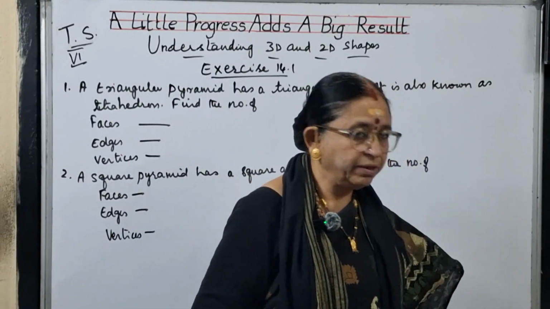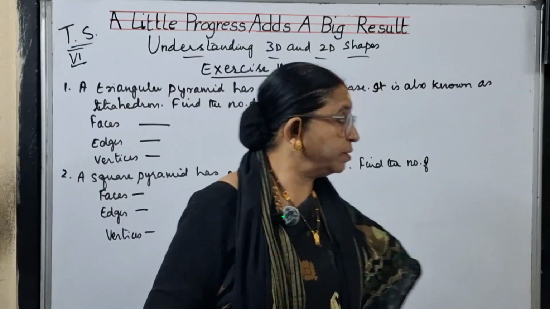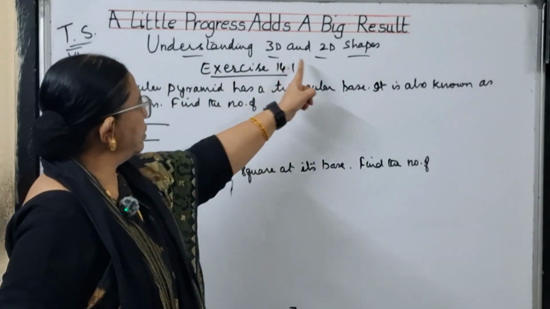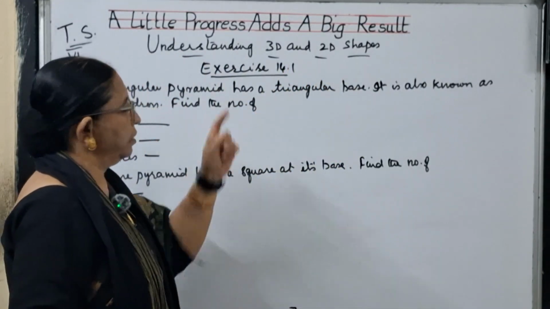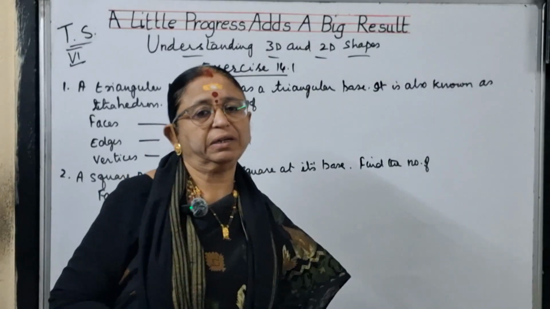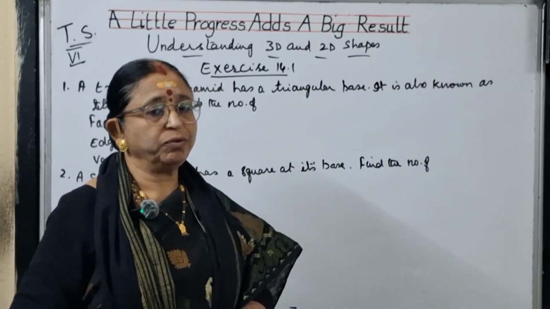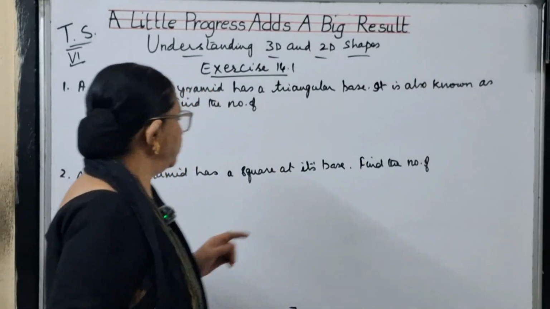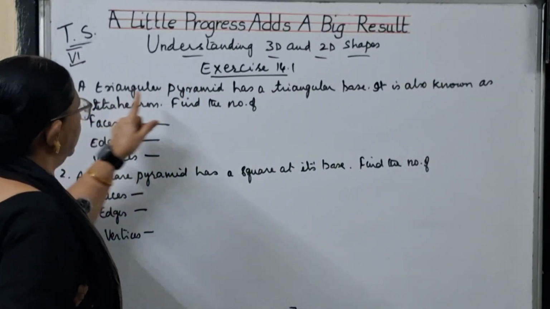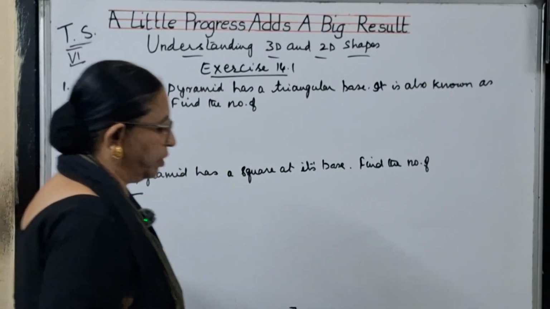I am now dealing with 6th class mathematics, that is understanding 3D and 2D shapes. In that, earlier I have done certain shapes. Now I am going to do exercise 14.1. The first problem in this exercise is: a triangular pyramid has a triangular base.